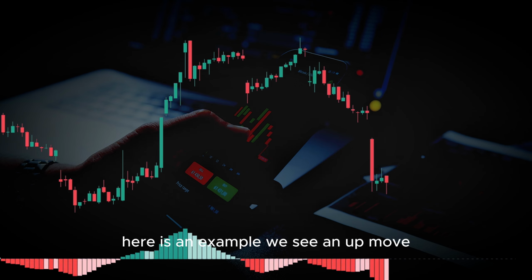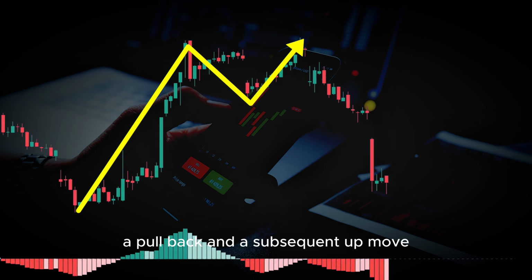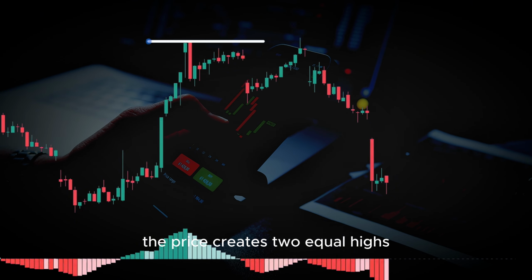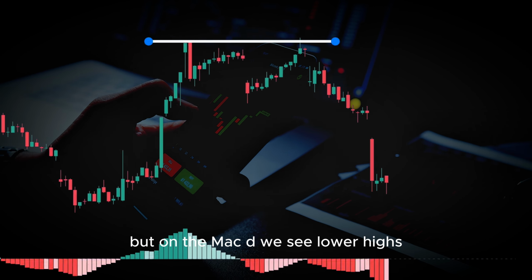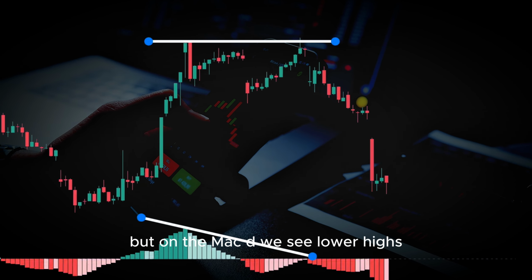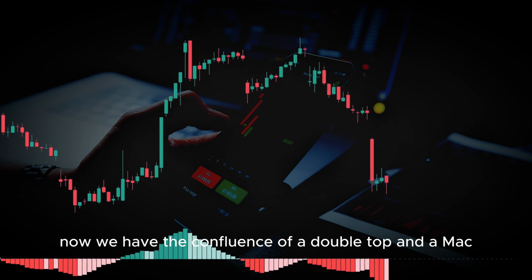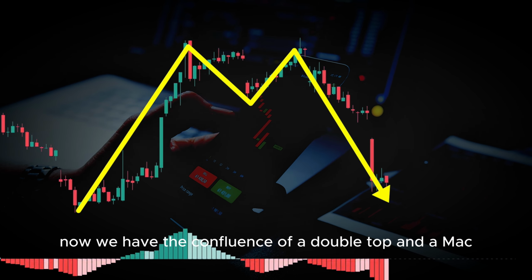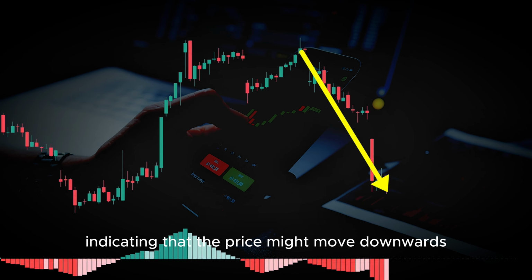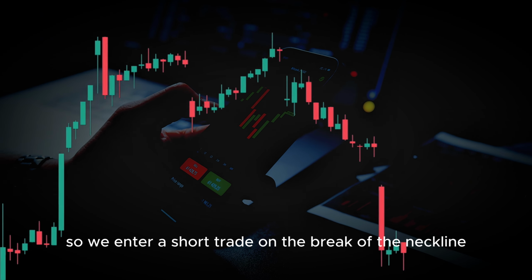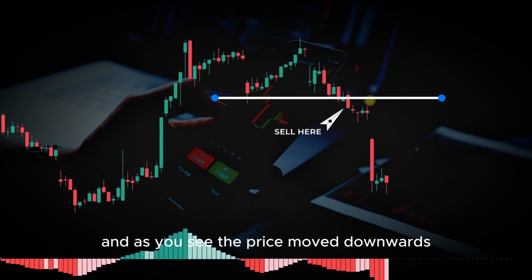Here is an example. We see an up move, a pullback and a subsequent up move. The price creates two equal highs, a double top pattern. But on the MACD we see lower highs. Again a strong bearish divergence. Now we have the confluence of a double top and a MACD divergence, both of them indicating that the price might move downwards. So we enter a short trade on the break of the neckline. And as you see, the price moved downwards.